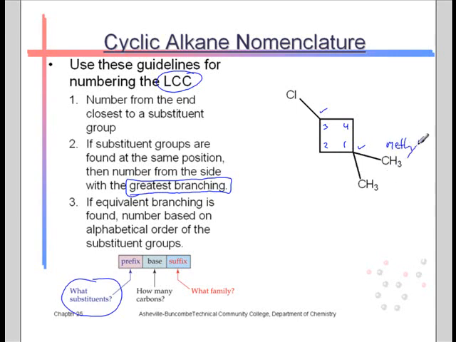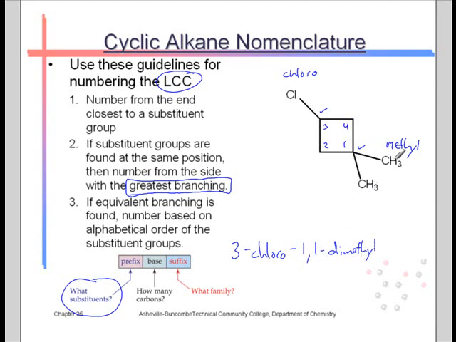Methyl, they're both at number 1 position. Chloro is at the number 3 position. C comes before M, and so that is going to be first. There are 2 methyl groups here at both of the number 1 position. There. 1,1-dimethyl is the name you'll want to use for that.